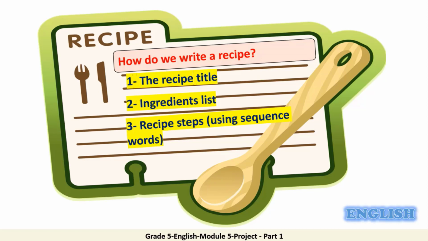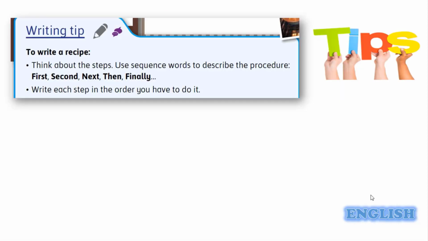Number 3, recipe steps. Here you have to use sequence words like first, second, then, next, and finally to put the steps in the correct sequence. My friends, pay attention to the writing tip box. To write a recipe, you have to think about the steps. Use sequence words to describe the procedure.